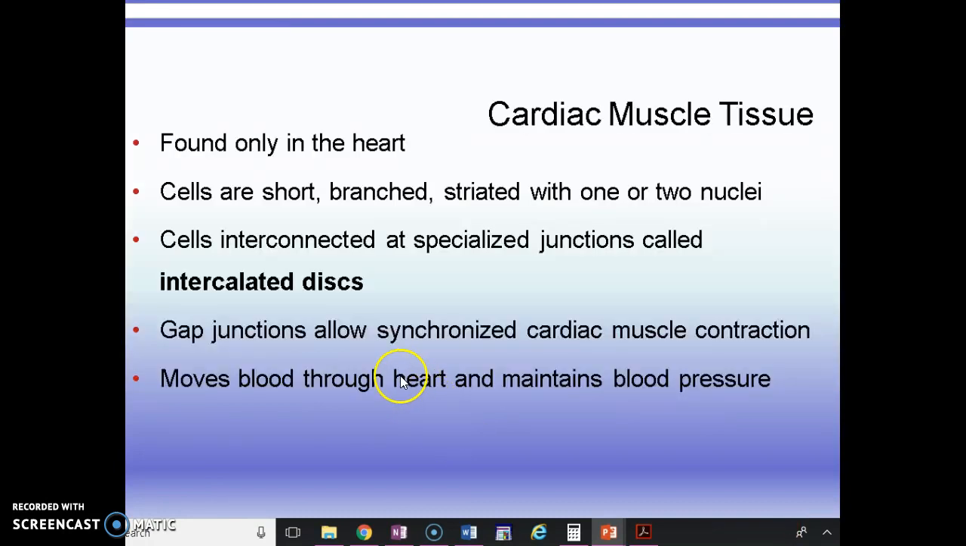Cardiac muscle tissue is only in the heart. These cells are shorter and branched, they're striated, and they're held together by these specialized junctions called intercalated discs. They're gap junctions that allow information to pass from one muscle cell to the next in the heart, so the muscles all contract in unison.